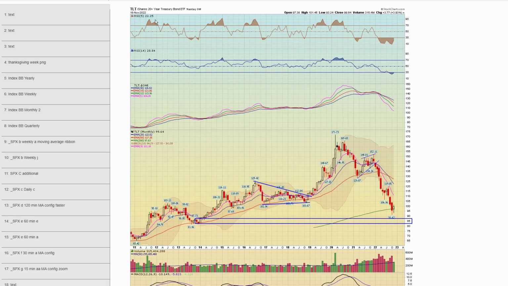Chapter 44, here's TLT, a monthly view. So this is one of our longer term targets. Doesn't mean we get here, but should bonds come down to the lows again, when the bear market does reassert itself, this could be an eventual target. Clearly, bonds have gotten absolutely destroyed here the last 2 years.